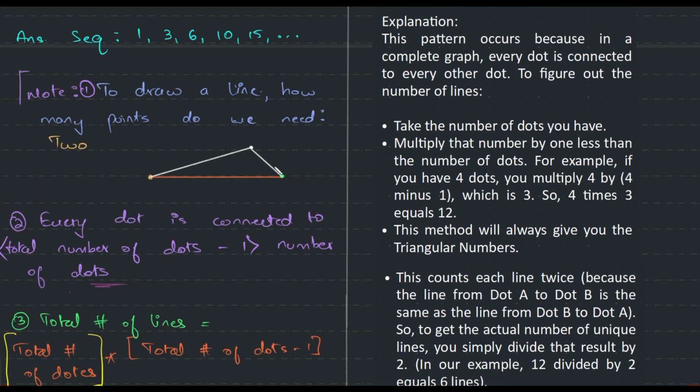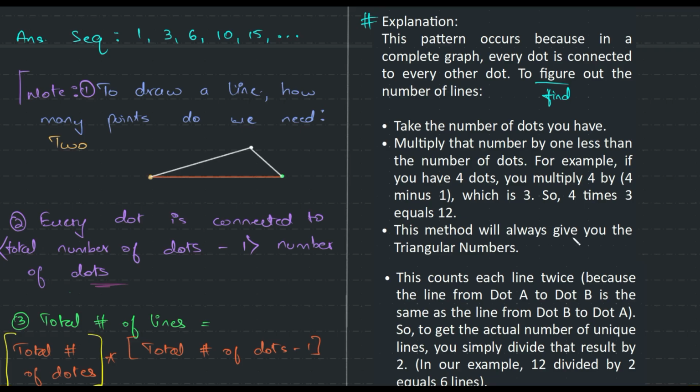So I've given a proper explanation that you guys can use in your exams. This pattern occurs because in a complete graph, every dot is connected to every other dot. To find out the number of lines, take the number of dots you have and multiply it by 1 less than the number of dots. For example, if you have 4 dots, you multiply 4 by 4 minus 1, that is 3. So 4 times 3 is equal to 12.